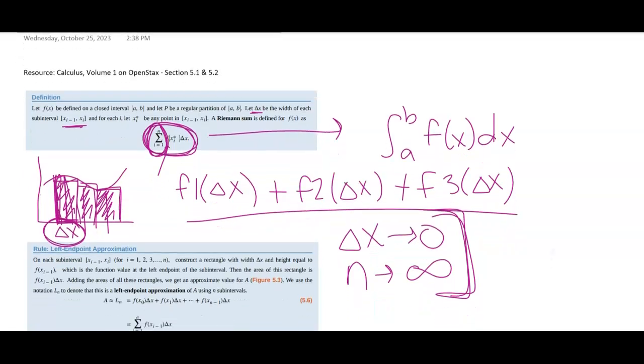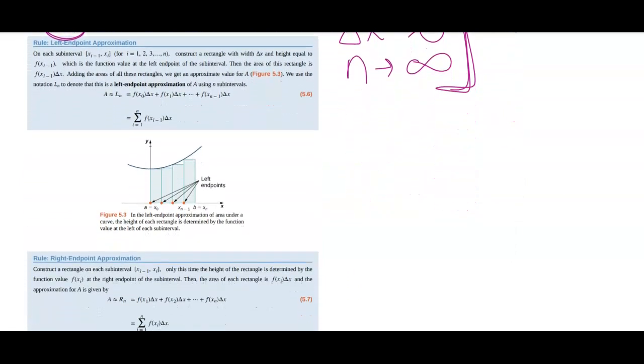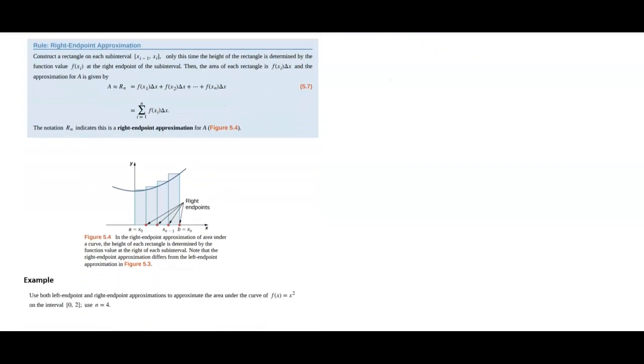So we can do these approximations in a couple different ways. Left endpoint method means that the function value that we are choosing is the left endpoint of the subinterval. Right endpoint method means that we're using the right endpoint of that subinterval. And then I'll also show you an example with midpoint method and what that means.